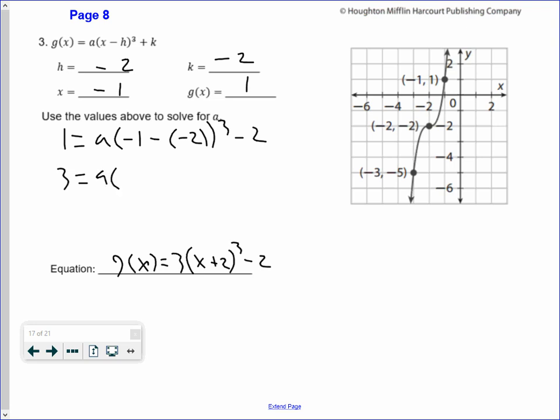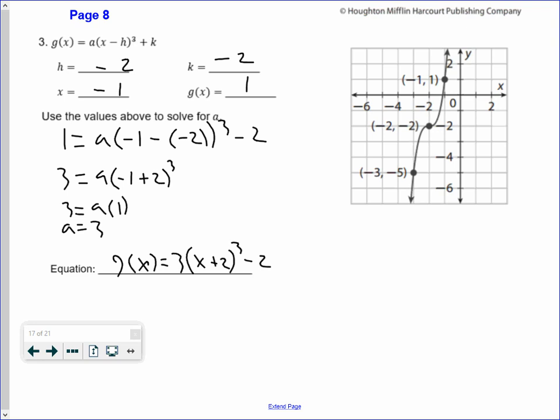-1 minus -2 is the same thing as -1 plus 2, all cubed. So 3 equals a times -1 plus 2, just 1. 1 cubed is 1. So a equals 3. And you just plug that into the equation with your h and k, and you're done with the problem. g of x equals 3 times x plus 2 cubed minus 2. All right, so that's how you get the a, what you do to get your a.